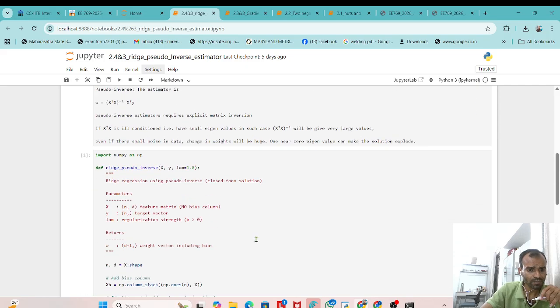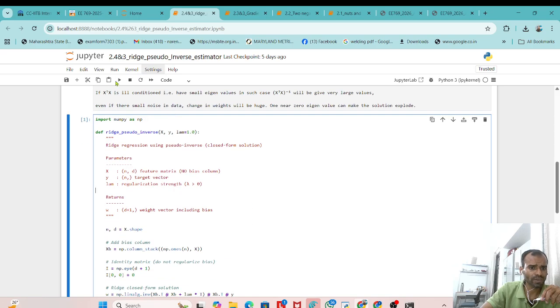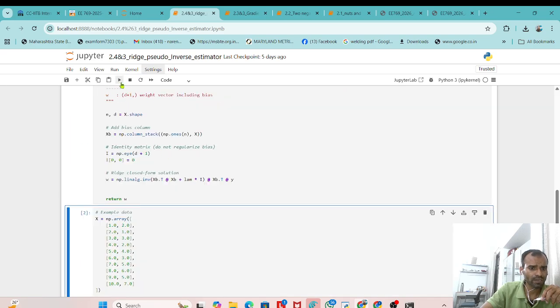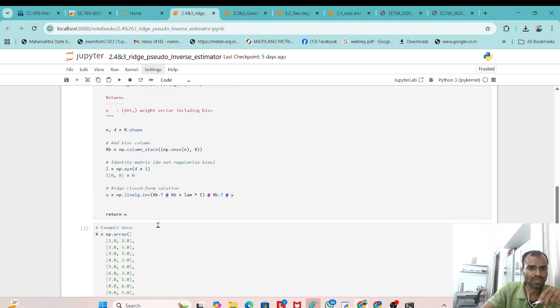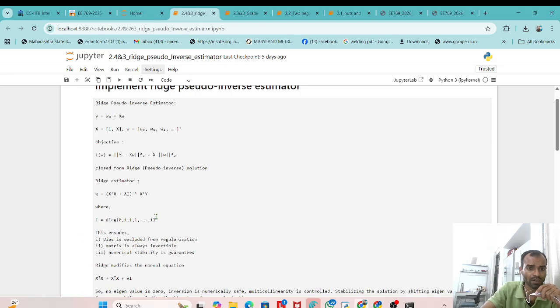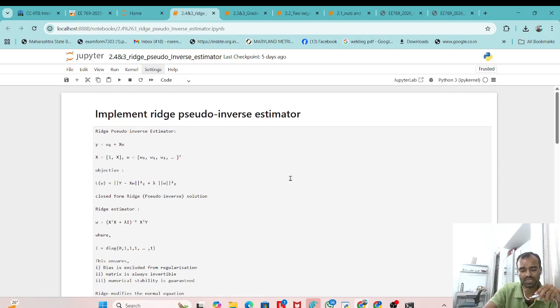Okay, now see, this is the code we are running. After running this code, we get the weights. That is the weight we are getting, right? So this is the bias, that is the excluded term, and these are the weights w0, w1 and w2. All right, so this is the case with the ridge pseudo inverse estimator. Now move to the next question.